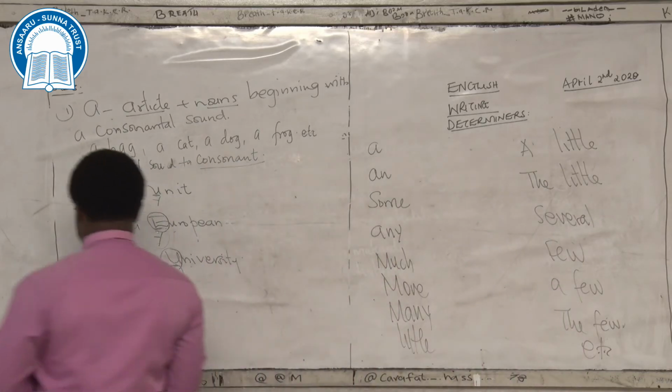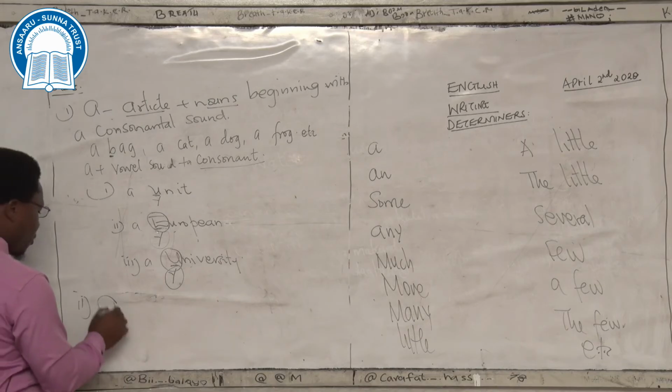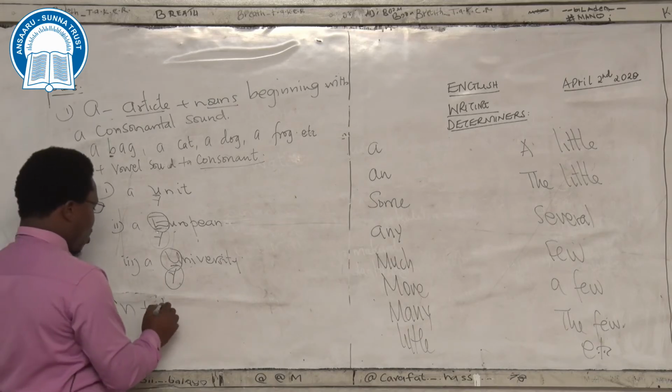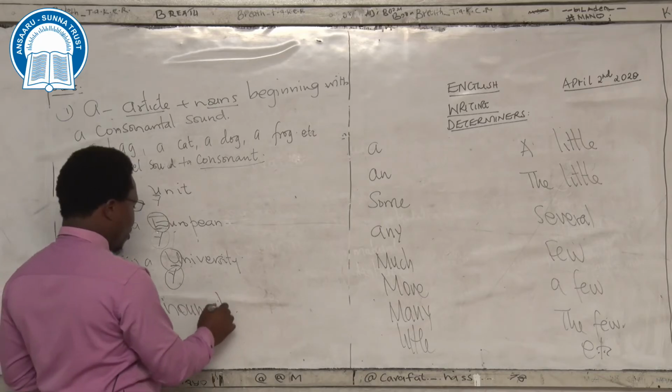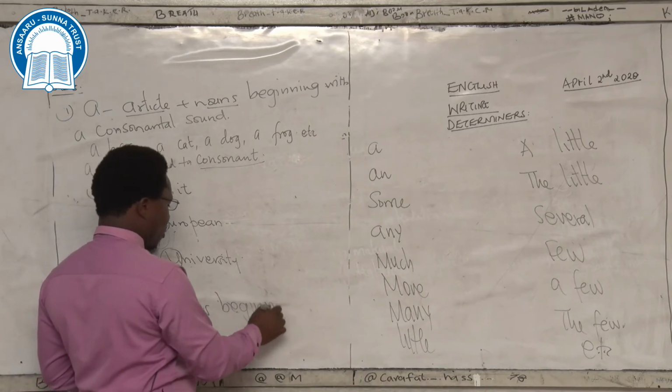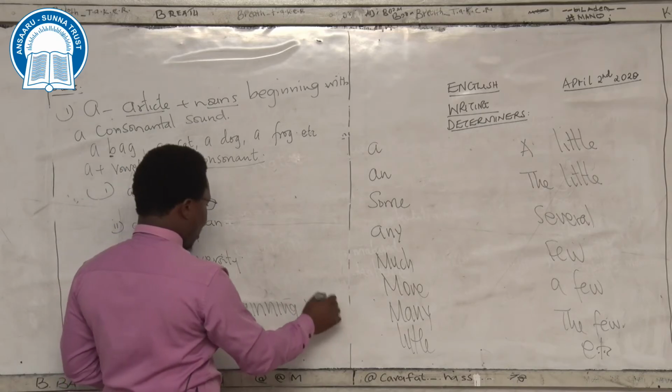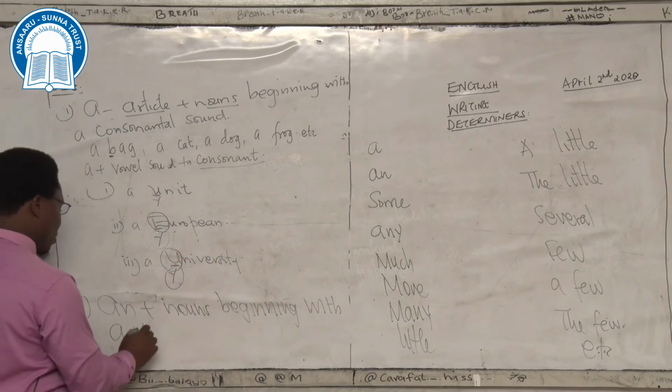What about the use of an article? An article is used with nouns beginning with a vowel sound.